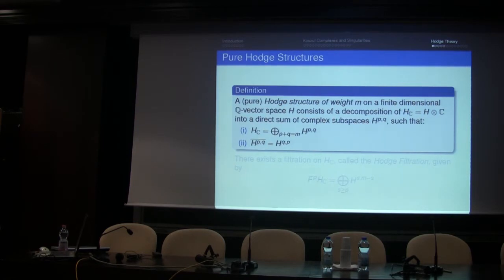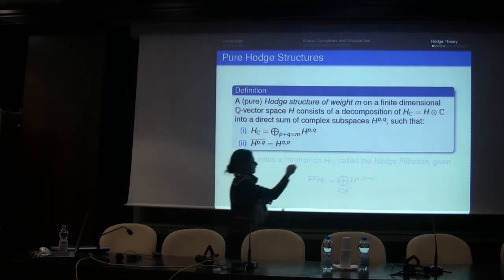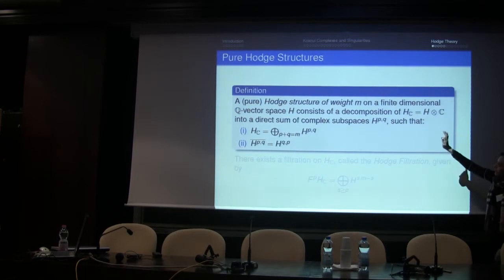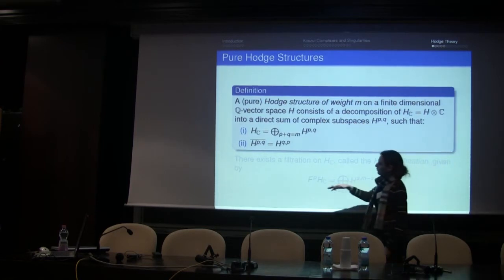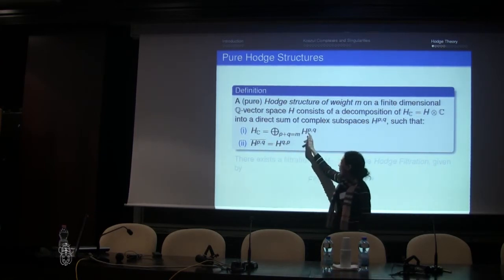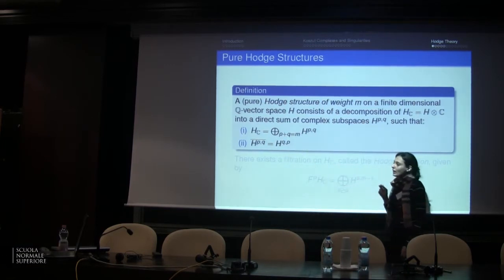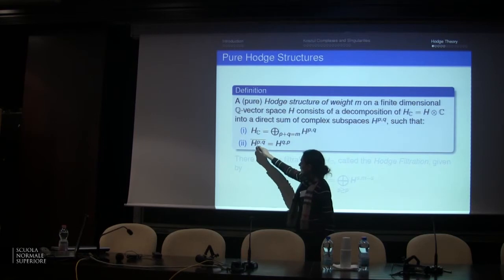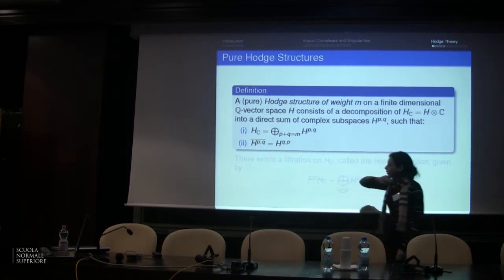So I will give a brief introduction about the Hodge structure. The Hodge structure was introduced by William Hodge. This is why it's called Hodge structure. A Hodge structure of weight m on a finite dimensional Q vector space H is a decomposition of the complexification of H, which is H_C equals H tensor C, into a direct sum of complex subspaces H^{p,q}, such that H_C is equal to the direct sum of H^{p,q} with p plus q equal to m, and we have the complex conjugation: the conjugate of H^{p,q} is equal to H^{q,p}.